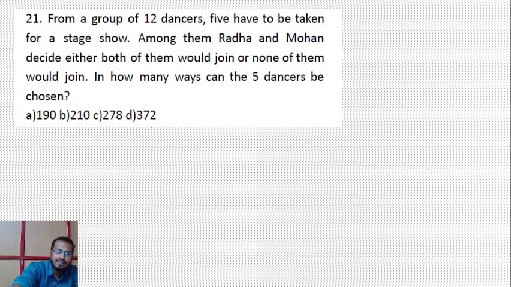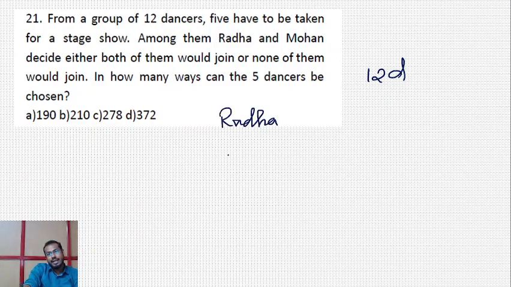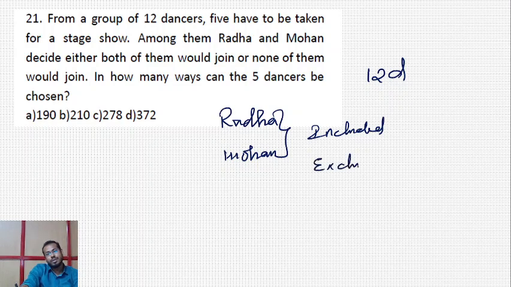Next question. From a group of 12 dancers, 5 have to be taken for a stage show. Among them, Radha and Mohan decide either both of them would join or none of them would join. Let these 2 persons be here, one is Radha and another one is Mohan. So these 2 are included or these 2 are going to be excluded. So these are the 2 conditions here.